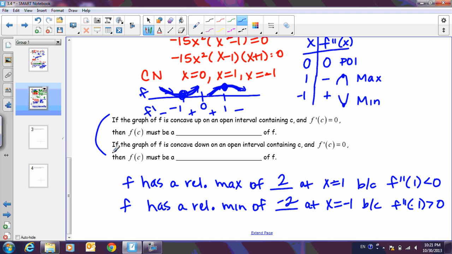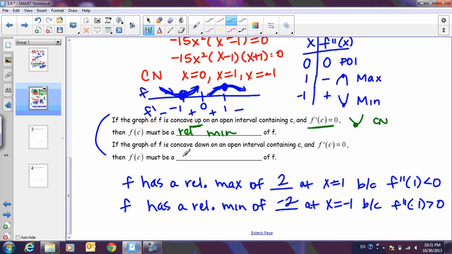Alright, now to fill this in, last thing. If the graph of f is concave up, and we have a critical number, that's what that means. So we have concave up, and we have a critical number. Critical number means basically horizontal tangent line. Then that point has to be a relative min.